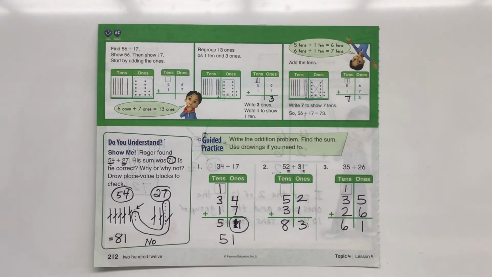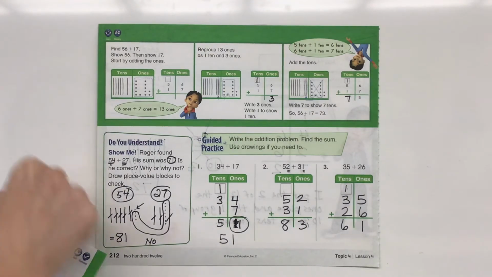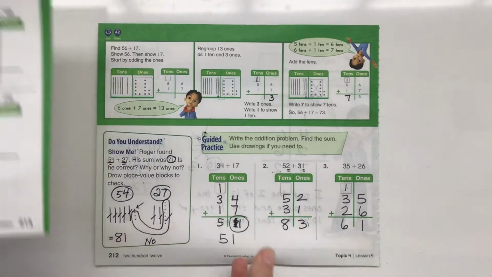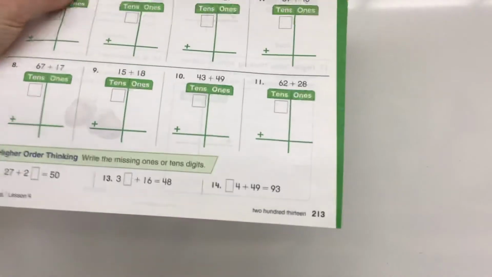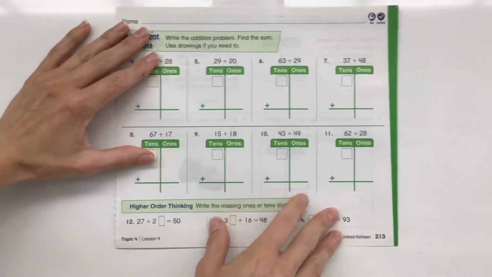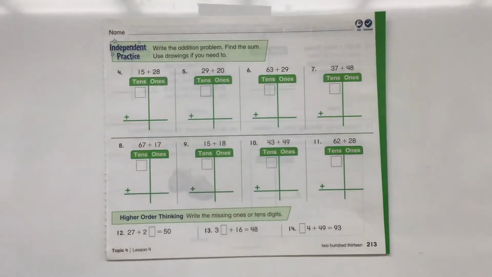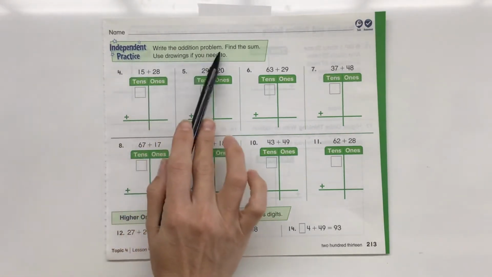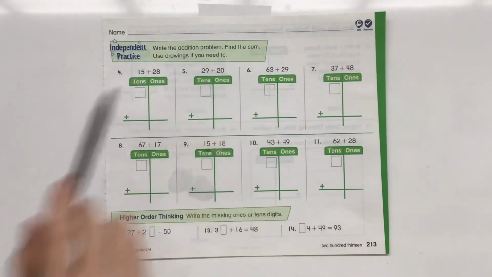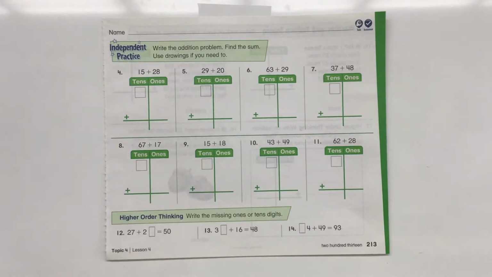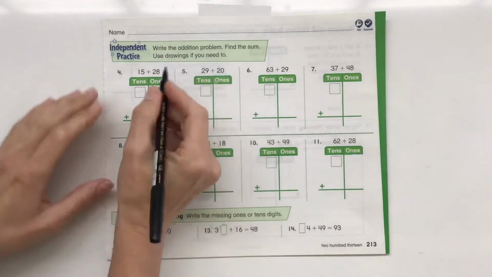Okay? Now we've got our independent practice page that we're going to do right now, and you can pause the video, and I'm going to have you practice these on your own, and then we'll come back in just a minute and make sure we can correct the answers. Okay? So go ahead and pause the video, and then we will get started. Okay. So independent practice: write the addition problem, find the sum, use drawings if you need to. I think you guys can probably do it in your head, but if you want to use some place value blocks to help you, you definitely can.